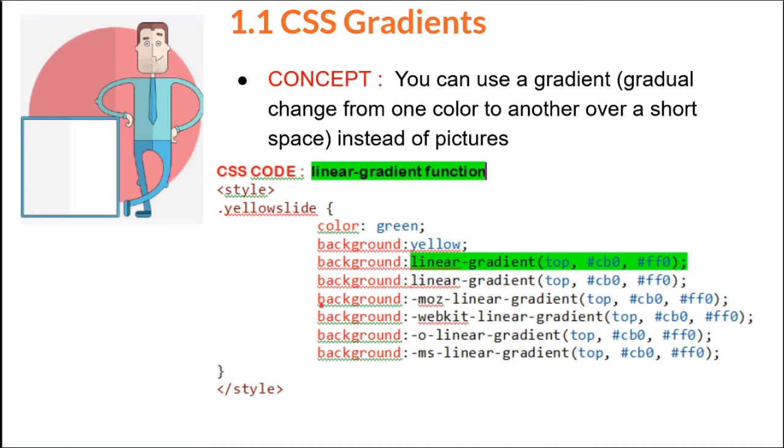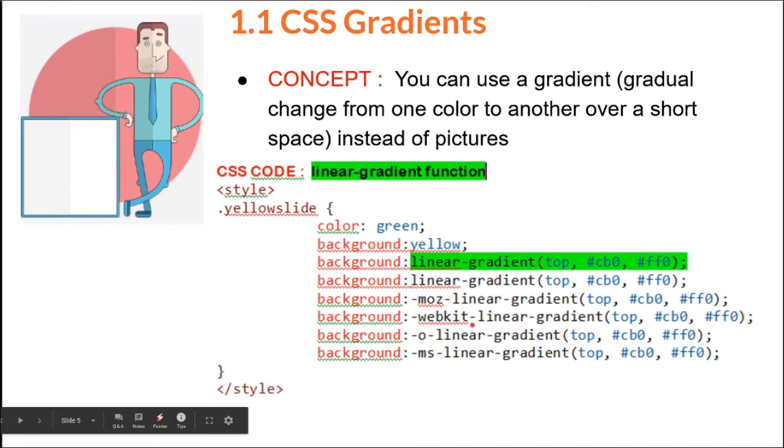Also, further down below we've got another linear gradient function, which is the same as above. So we've got another one down here. We've got moz. Background is moz-linear-gradient. So this function applies to the Mozilla browser only, and again the parameters are the same. In brackets we have top, CB0, FF0.